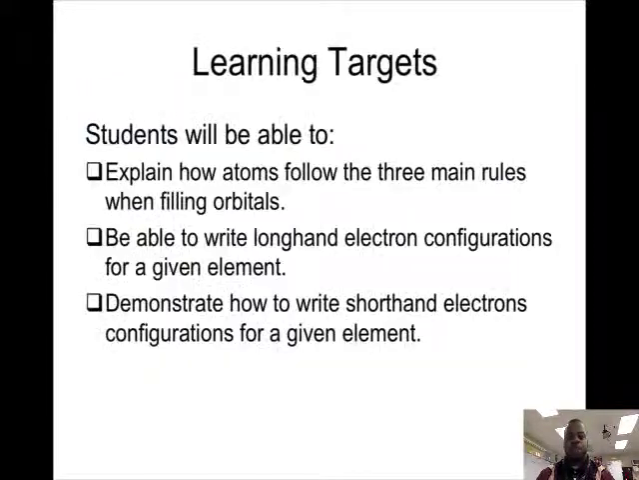So let's get started. Now, learning targets. Before the end of this presentation, you should be able to explain how atoms follow the 3 main rules when filling orbitals. You'll be able to write the longhand electron configuration for a given element, as well as demonstrate how to write the shorthand electron configuration, or the abbreviated version, based on the element that we're working with.